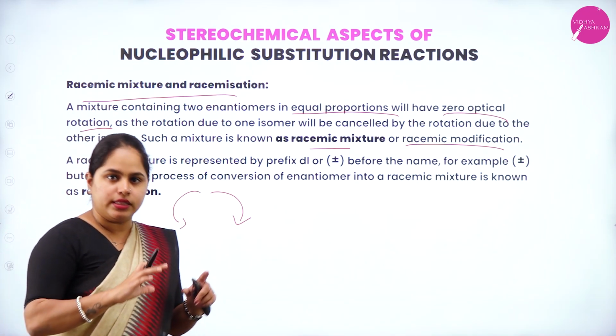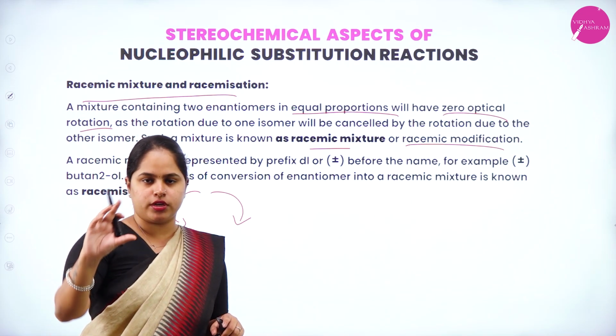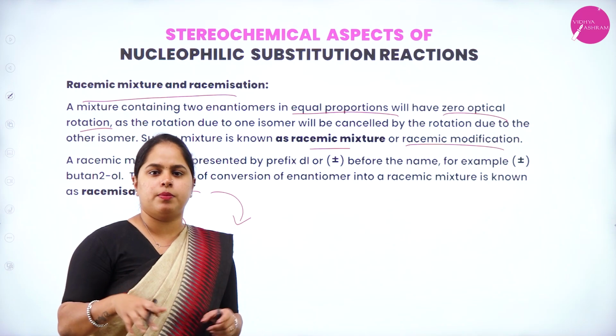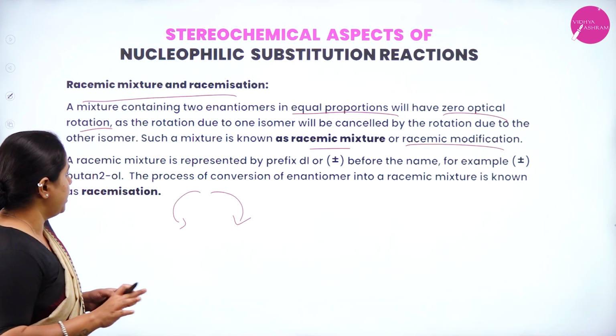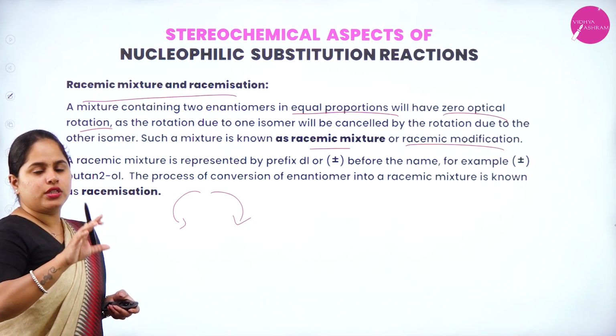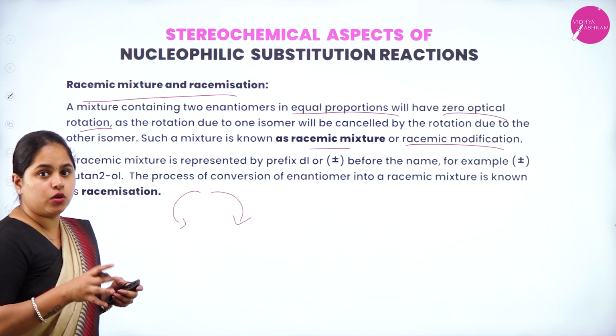In total, the net effect will be 0, right? One is rotating towards the right, another one is rotating towards the left. So in effect, what happens? The net rotation will be 0, okay. So this is called a racemic mixture, okay. So that is the D and L form in equal proportion.